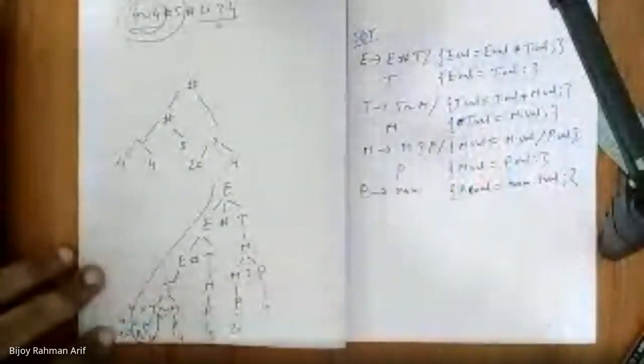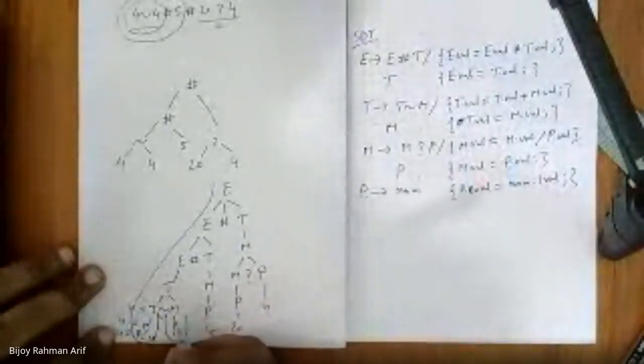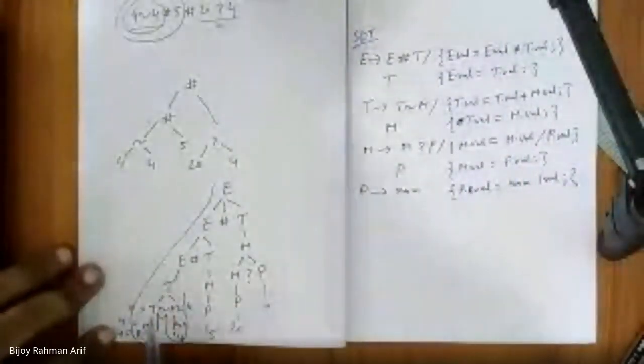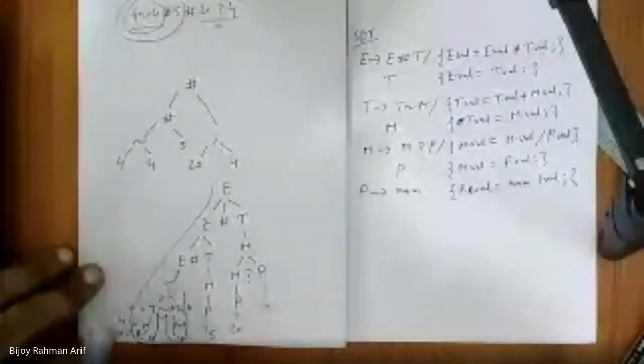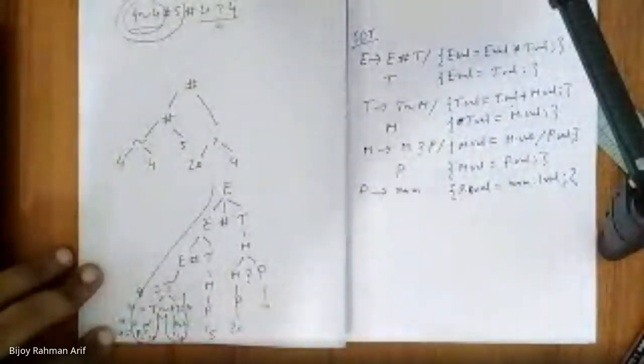Then wiggle, it is not a reduction. Then finally 4 is reduced to P. So P becomes 4. P reduced to M, so M becomes 4. Finally, this is the reduction: T wiggle M reduced to T. So what is the action? Plus. So 4 plus 4, it would become 8. Then T derives to E. What is the action? E val equal to T val. So this E would become 8.